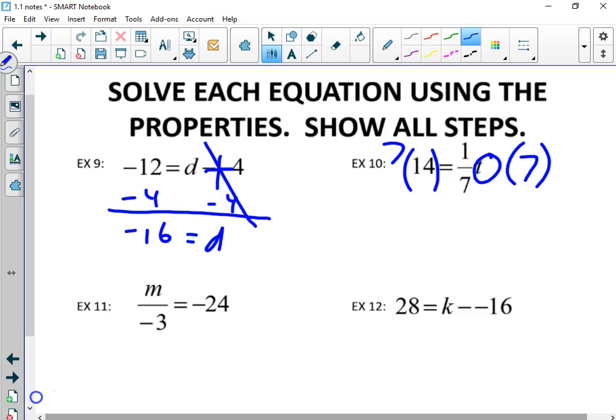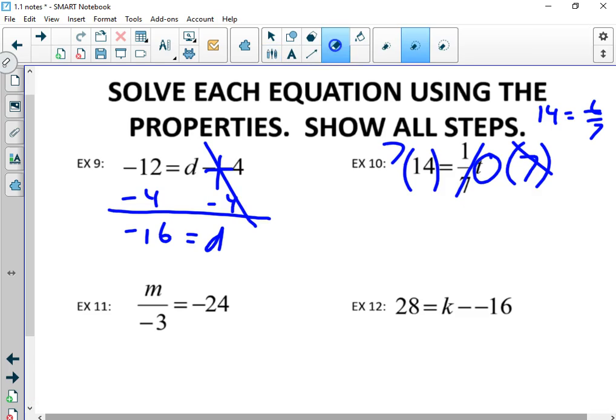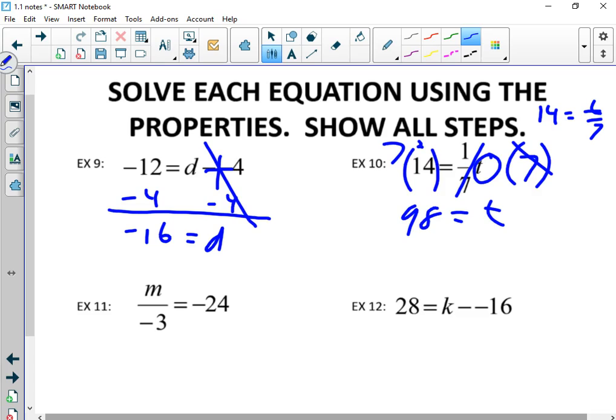Now, let's think about why that is. We could rewrite this problem like this, t divided by 7, because 1 times t is just t. And then everybody would know what to do. So, if we wrote it like that, everyone in here would know multiply by 7. The fraction thing throws you off. So we multiply by the reciprocal, which is just 7. So this undoes this, the inverse. So t equals 7 times 4 is 28. 98. T is 98.